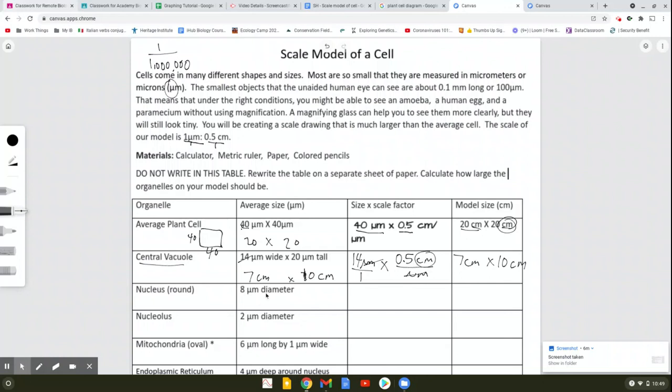Maybe we'll just do one more. Diameter refers to a circle, right? So diameter, if you have a circle, is all the way across. So this is going to be 4 centimeters across the circle. The nucleolus is going to be 1 centimeter. Okay, 6 by 1. So we would take the 6 and make it 3, and this 0.5. So 3 centimeters by 0.5 centimeters. And you get the picture.